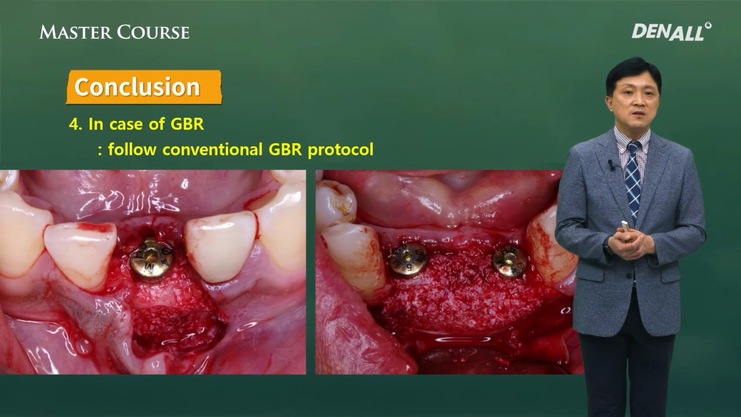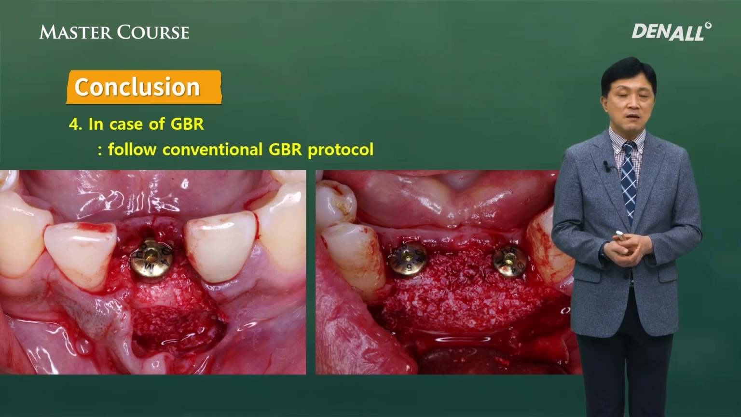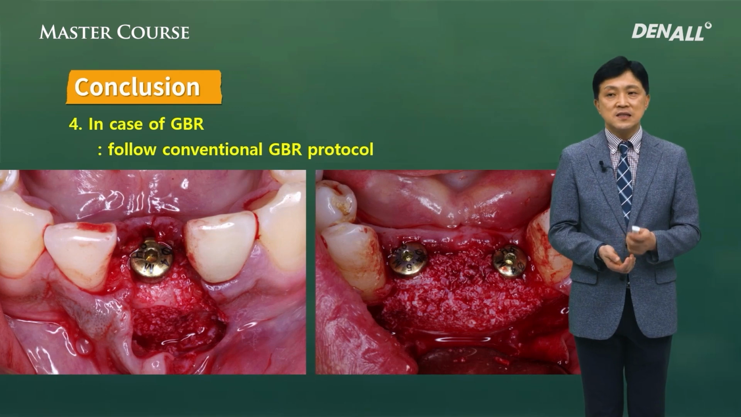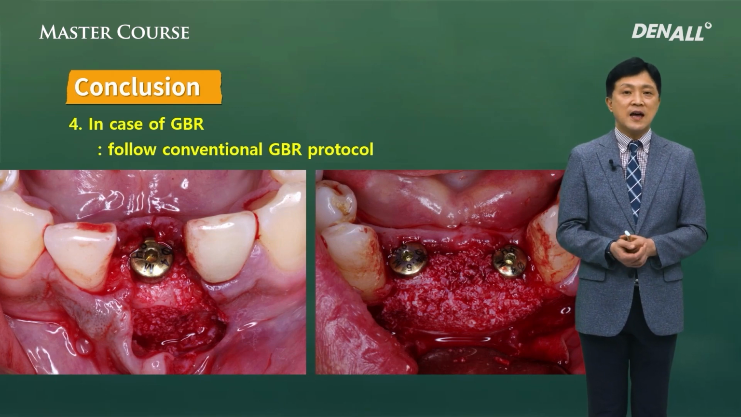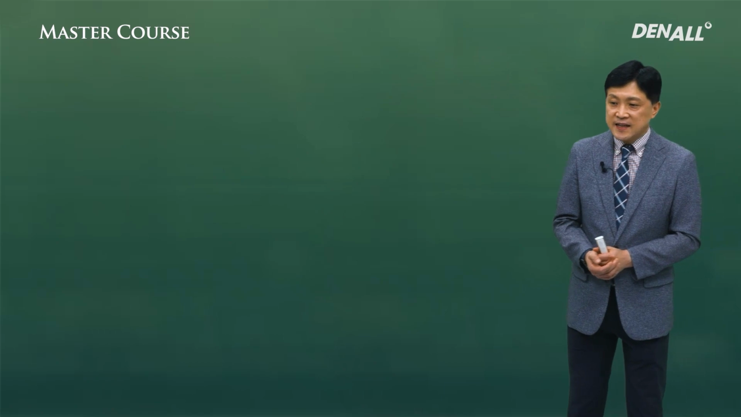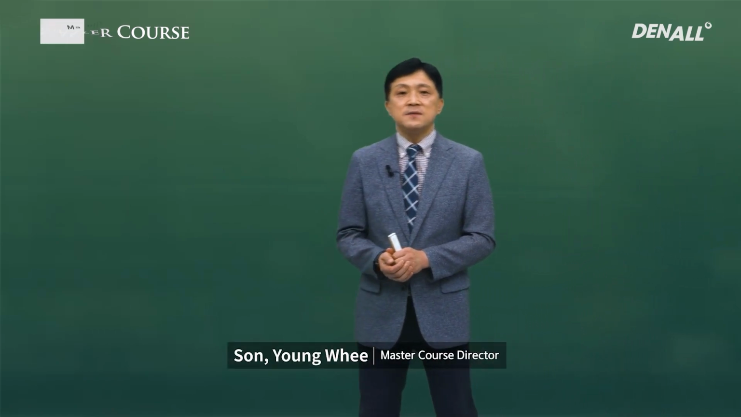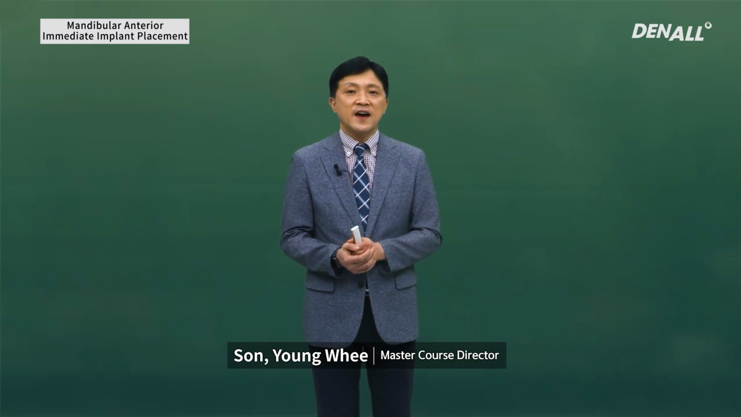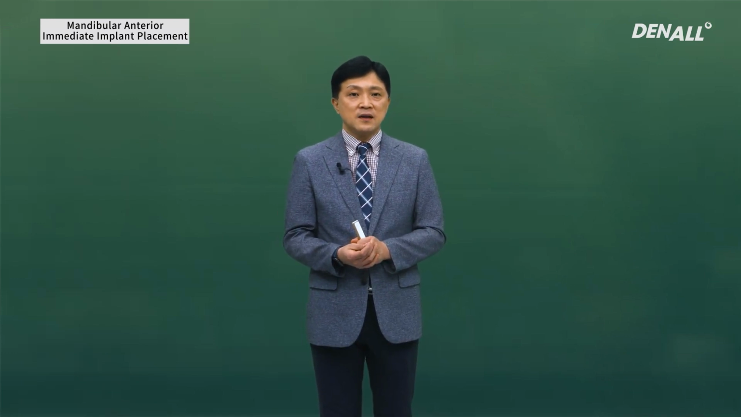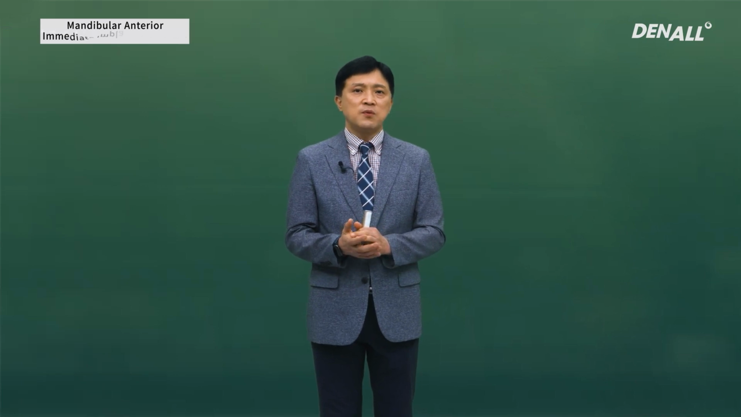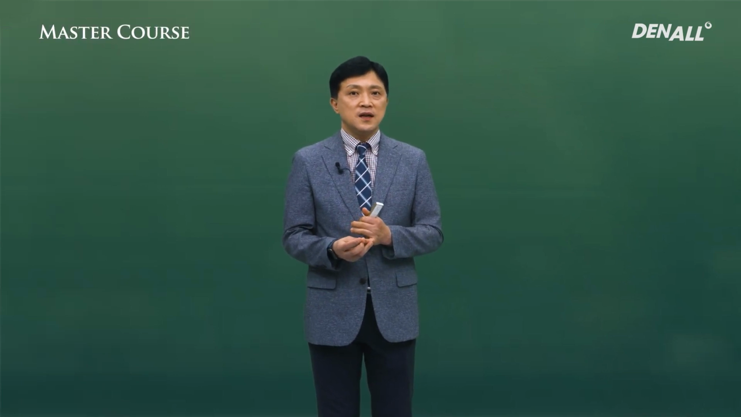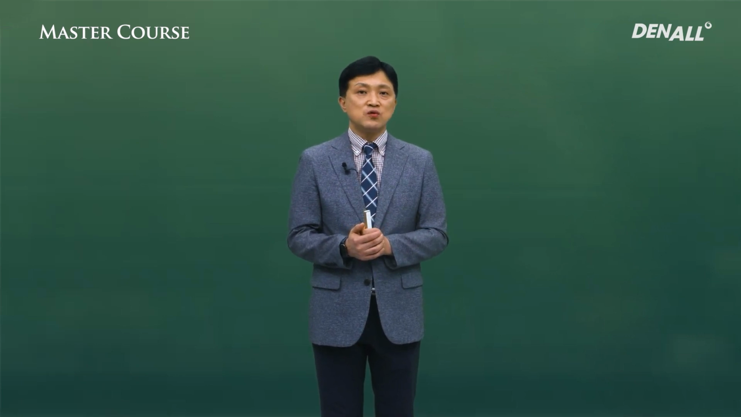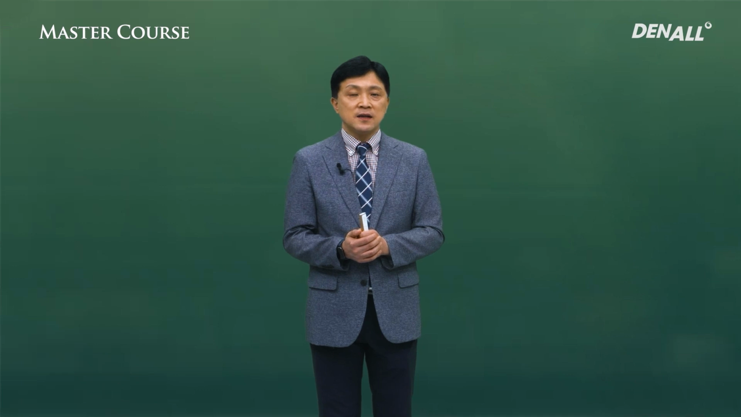In the case of GBR, we can follow the conventional GBR protocol, and we need to do cortical bone perforation for external socket graft. I've talked about the immediate implant placement in the mandibular anterior. Factors to consider: the mandibular anterior has hard bone, and we need to do a few drilling steps. So initial drilling is very important. So keep this in mind.